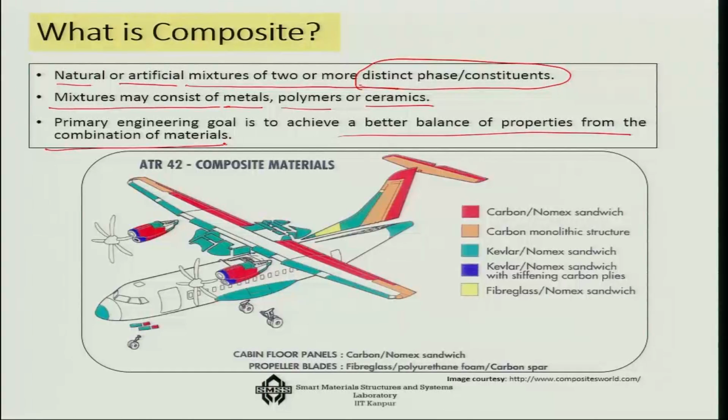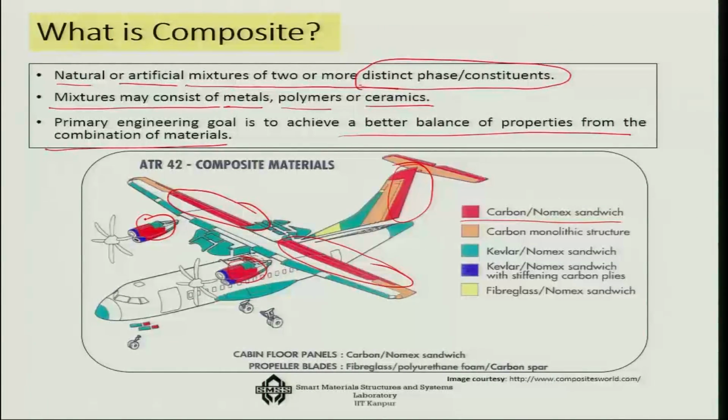Here is an example. This is an aircraft, and you can look at how many different places in the aircraft composites are used today. For example, as you can see, the red part, carbon Nomex sandwich, is used here in the radar part, also here in the back side of the wings, and also in the engine portions. So, there are many portions where the carbon Nomex sandwich is used.